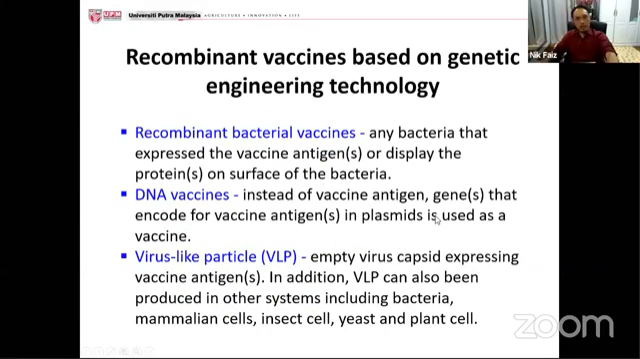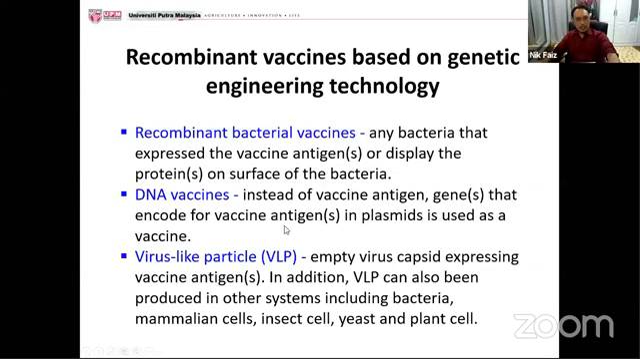And we also have recombinant bacterial vaccine. This is currently available in the market. Any bacteria that express the vaccine antigen or display the proteins on the surface of bacteria. There's some we can insert into the chromosome of the bacteria as well to express the vaccines.